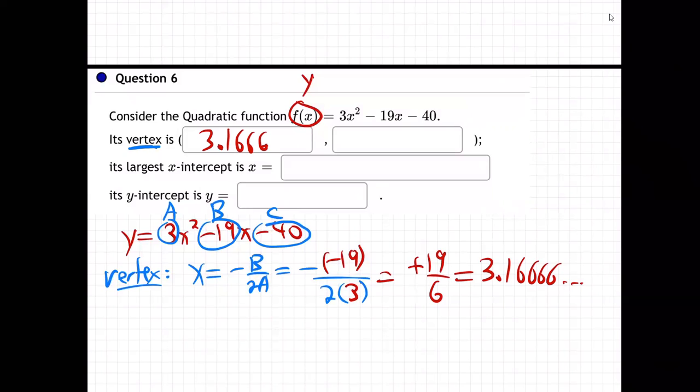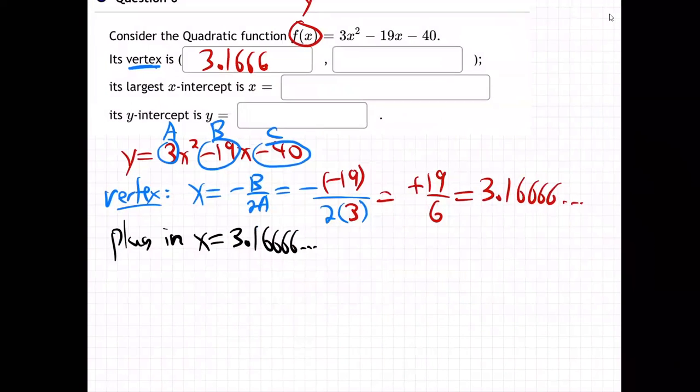Now, how do you get the y? You plug it in. Plug in x equals 3.1666 forever to get y. So let me encourage you, just use about 4 decimals. You'll be safe. Use 4. 4 decimals will be enough. Plug in that to find y.